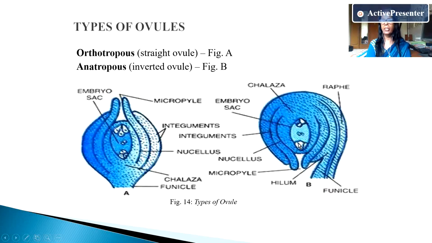On either side, the synergids are present; they are the help cells. When the pollen tube comes inside the micropyle, these synergids help the male gamete to fuse with the female gamete here. So these are the synergids, the help cells on either side of the female gamete. This is the egg cell.